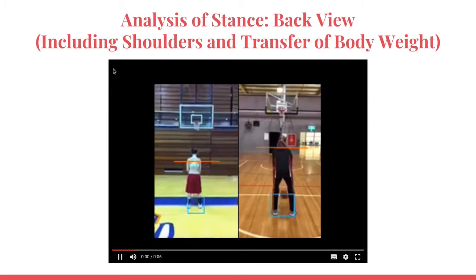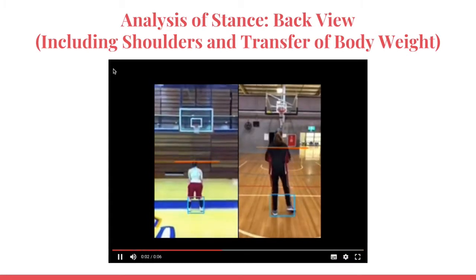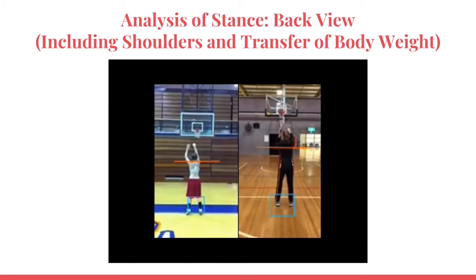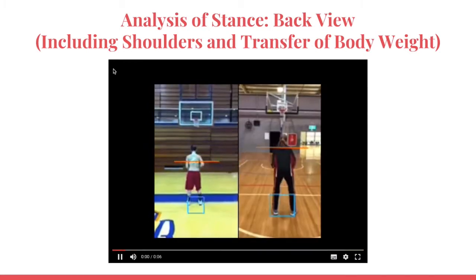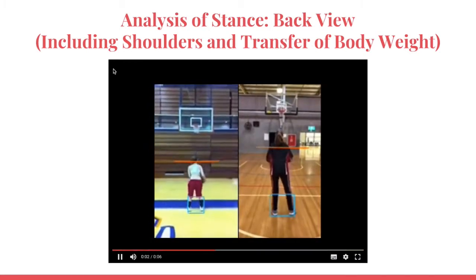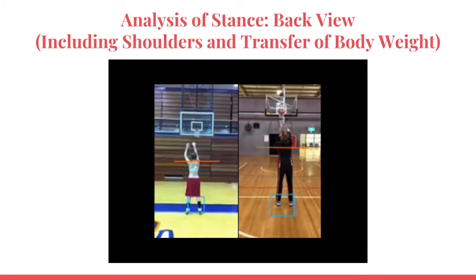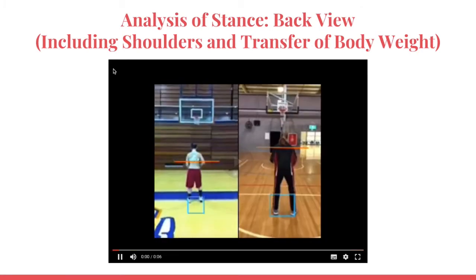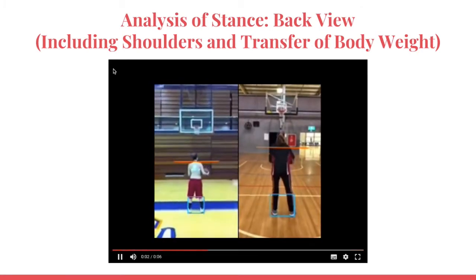In a free throw, body weight should stay evenly distributed between the balls of both feet. This allows the body to stay centered and can be seen in the professional shot. However, in the amateur shot, body weight begins evenly distributed but is later transferred to the right foot. This causes the athlete to jump to the right, which can change the direction of the ball's course.